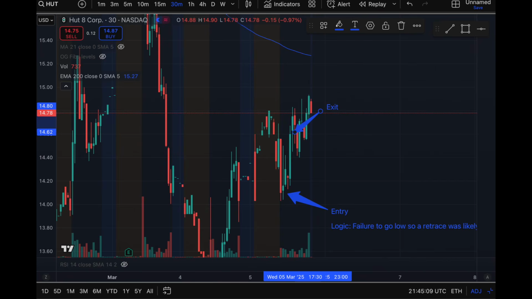As you can see right here on the chart, I have my entry pointed out, and I also have the exit pointed out. Then down here, you'll see that I wrote logic, and this is basically a failure to go lower, and a retrace was very likely after that. So whenever you see a candle like this, which is a reverse hammer, if it's happening at the end of a downward movement, that typically means that it is failing to go lower.